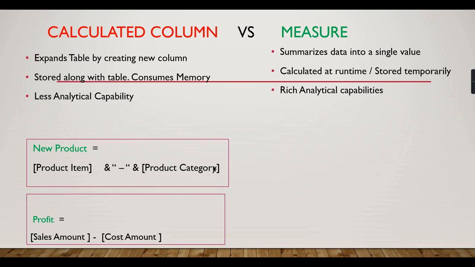Concatenated with hyphen and product category. So you have 10 rows, 4 columns in a table. When you have this code, you will have a fifth column for all 10 rows. That is your calculated column. This is one of the typical examples. You can even calculate sales amount minus cost amount as a calculated column. That happens row by row.